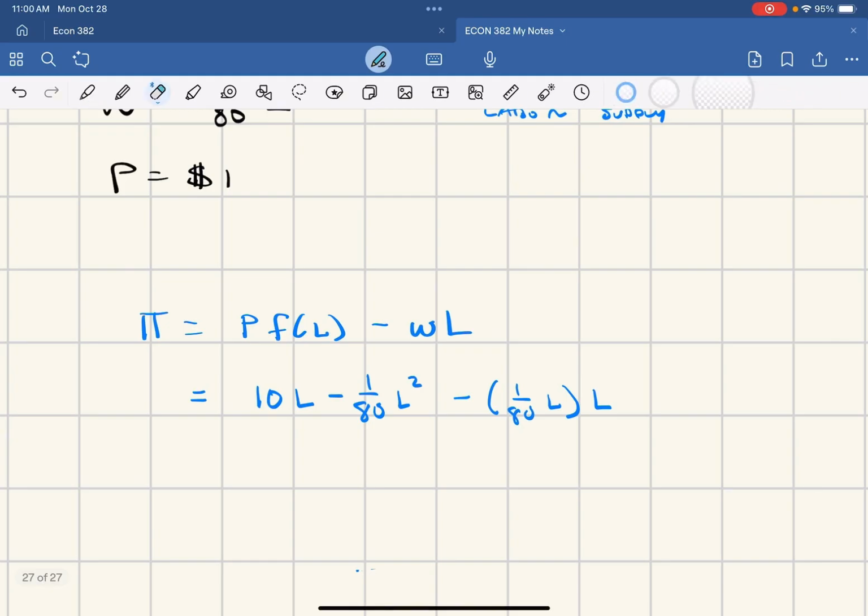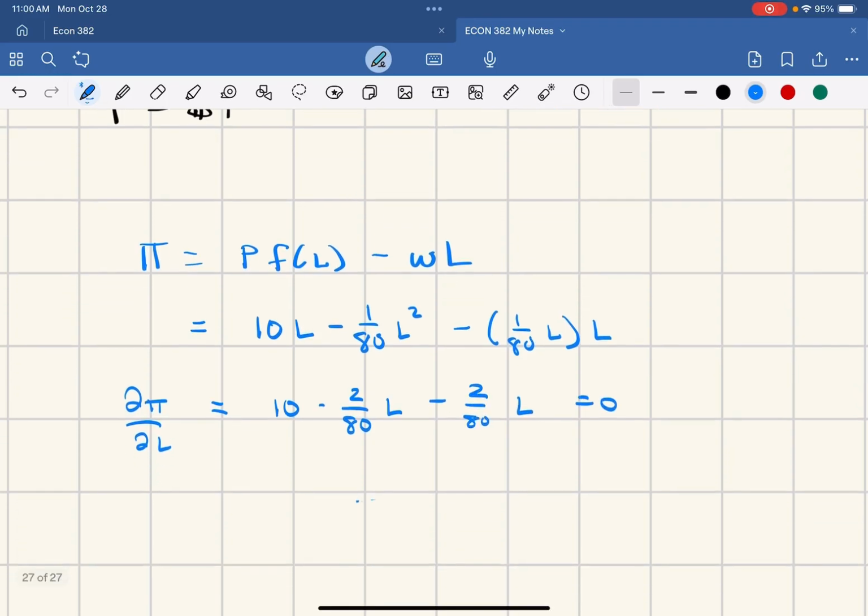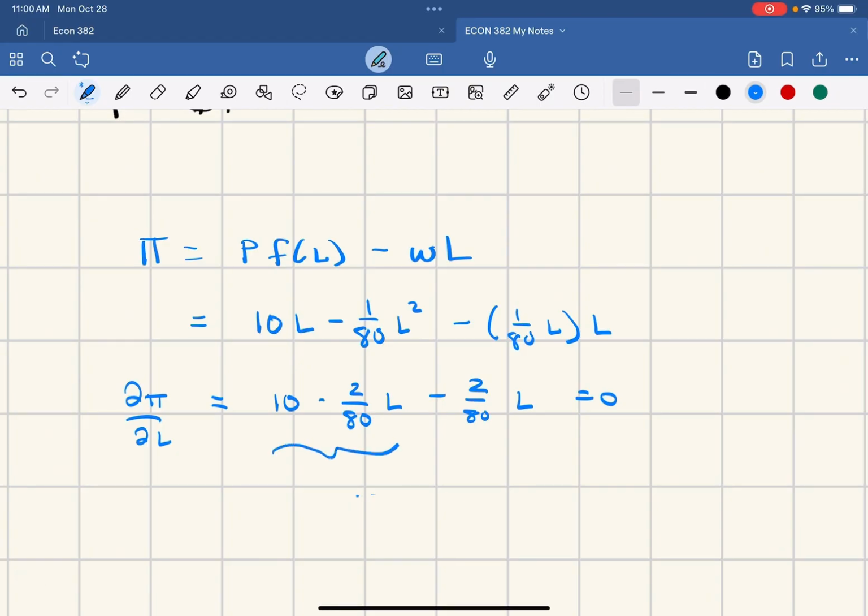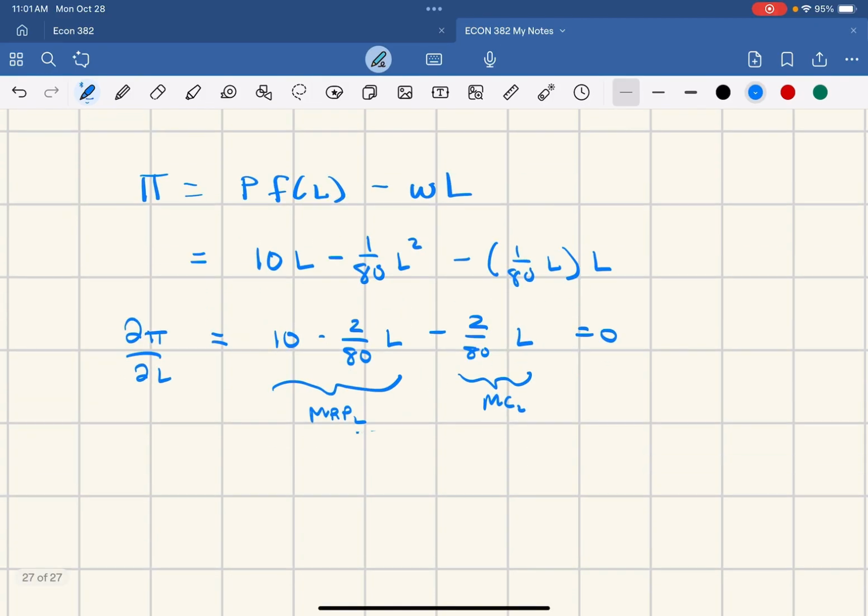Now to maximize profits, we're going to take the derivative of profits with respect to labor. So we'll get 10 minus 2 over 80 L minus 2 over 80 L equals 0. Now one thing to note is this is the marginal revenue product of labor, and this here is the marginal cost of labor. Okay, so we continue solving for this. We'll get 10 is equal to 4 over 80 times L.